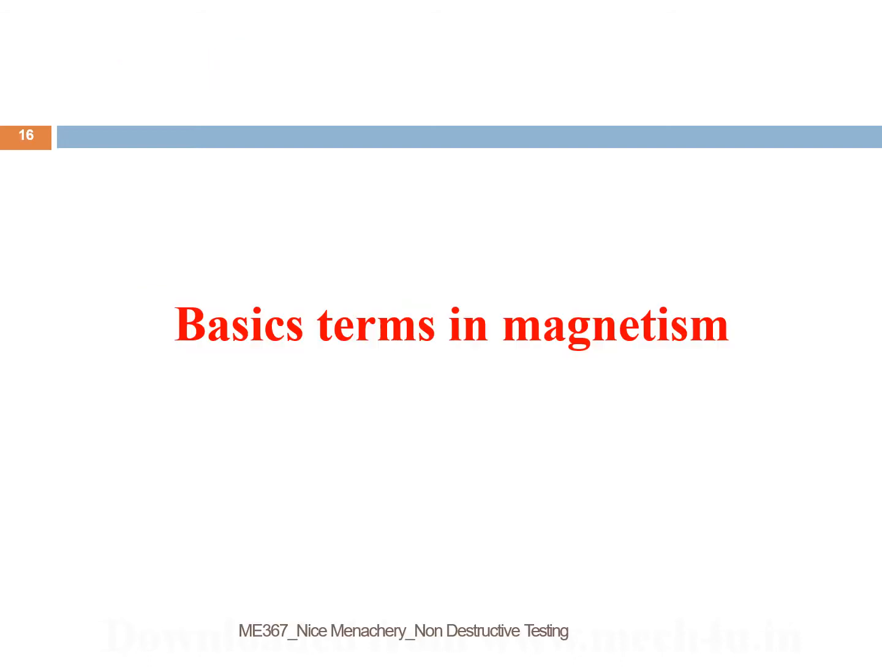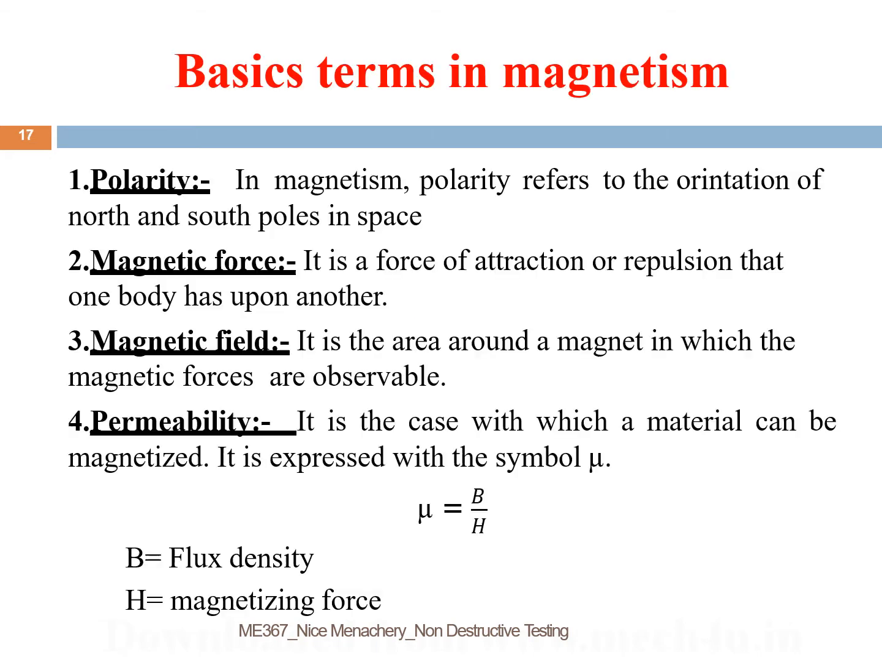Now we move on to the basic terms that are used in magnetism. First one, polarity. Polarity refers to the orientation of north and south poles according to the Earth's magnetic poles. Magnetic force is the second term. It is a force of attraction or repulsion that one body has on another. These are all basic terms that you have learned before.